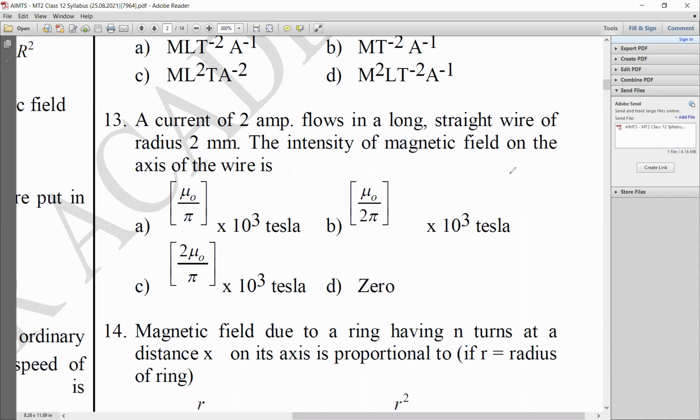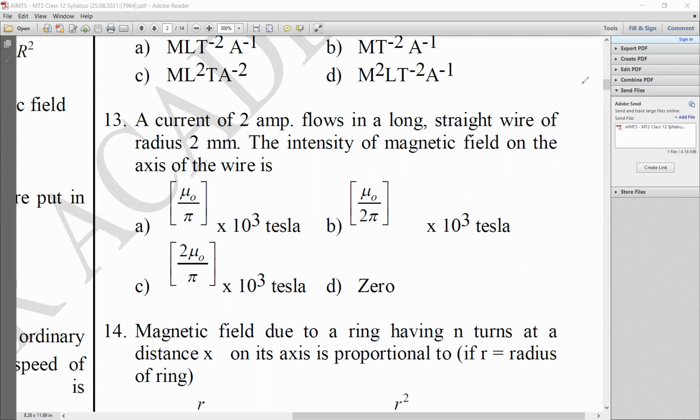See, this question is based on what? Ampere circuit law. A current flows in a long straight wire. So at the axis, here R is 0, no? What is Ampere circuit law? Integral of B vector dot dl vector should be equal to mu naught times I enclosed. So at the center, magnetic field should be 0. Okay. Next.